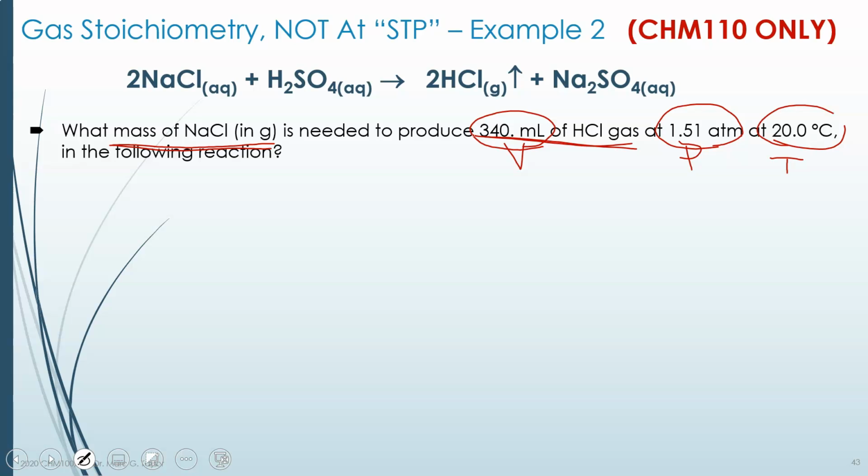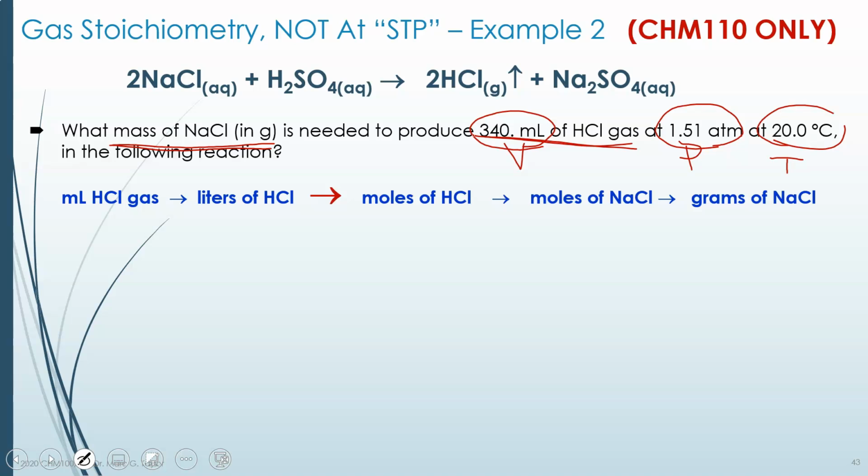So let's think about this. We have a volume of HCl in milliliters. We, of course, need to turn that into liters. And once we have liters of gas, we can use the ideal gas law to calculate the moles of HCl. So the bright red arrow here represents using the ideal gas law in a separate equation. And then once you get the moles of HCl, you can use the standard methods of stoichiometry calculations to go from moles of HCl to moles of NaCl. That, of course, would be done by using your balanced equation coefficients.